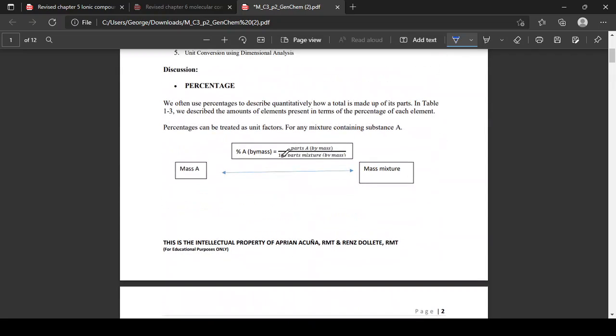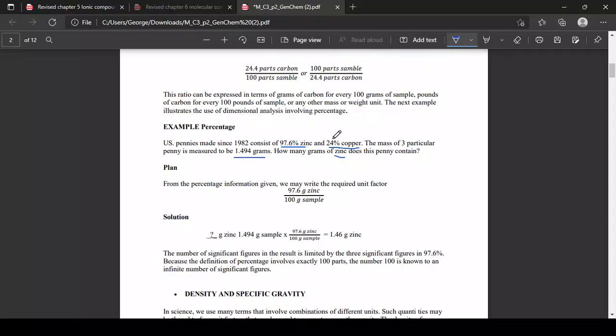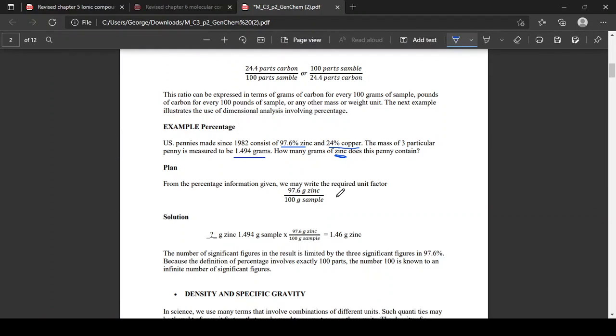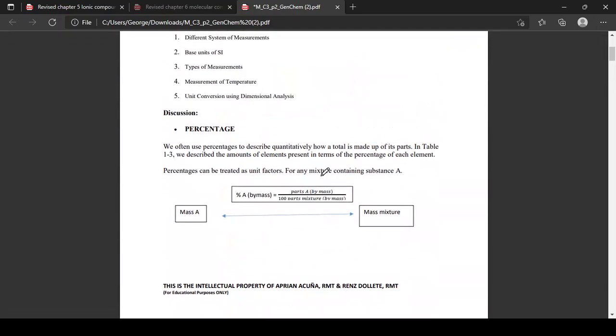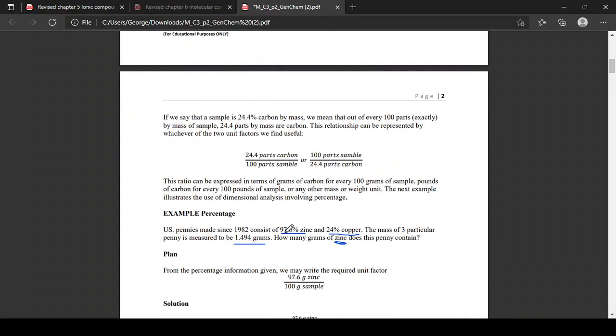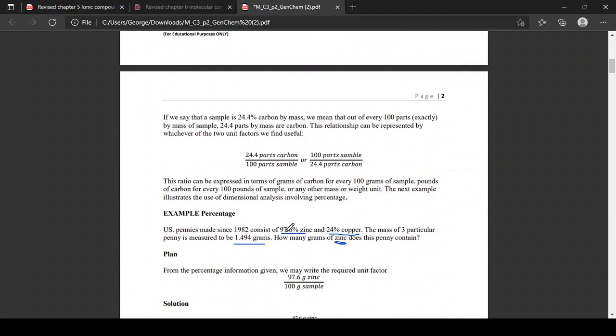Therefore, check your formula. It is percent A by mass, parts A over 100. So again, what is at the bottom is always the sample of 100. We are finding parts A, or zinc. Parts A is zinc, or whatever is being asked in the problem in your percentage, and that is how we divide it using our formula. So what is the value of our parts A? It is 97.6% because we are finding zinc, not copper.